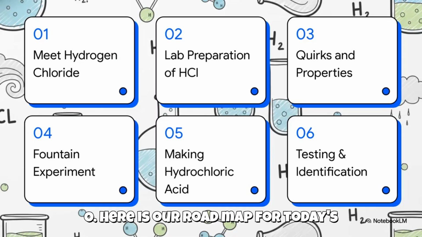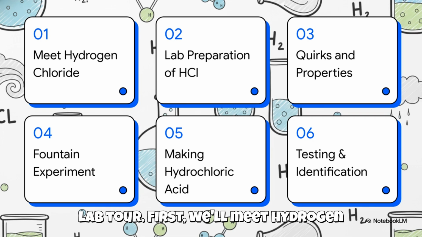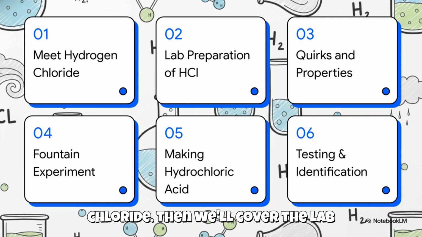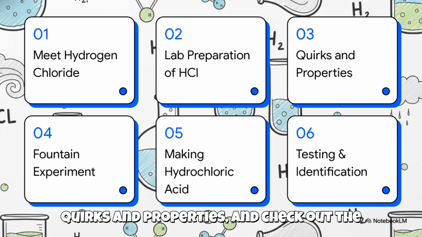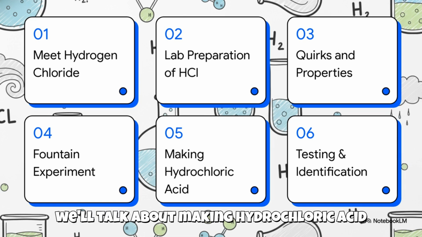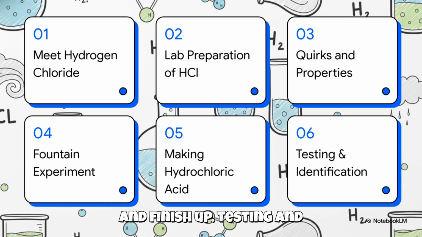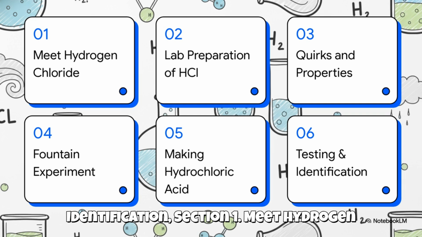So here is our roadmap for today's lab tour. First, we'll meet hydrogen chloride. Then we'll cover the lab preparation of the gas, explore its quirks and properties, and check out the famous fountain experiment. Finally, we'll talk about making hydrochloric acid and finish up with testing and identification.